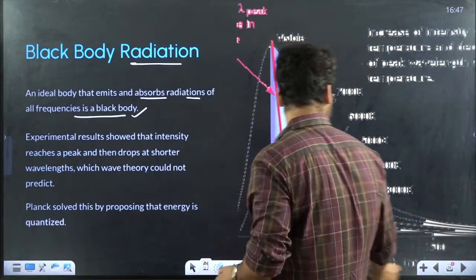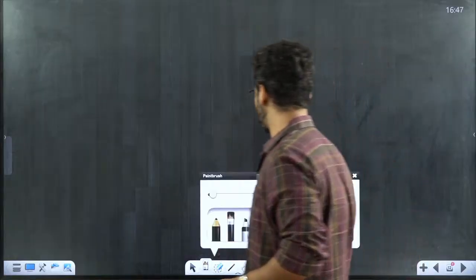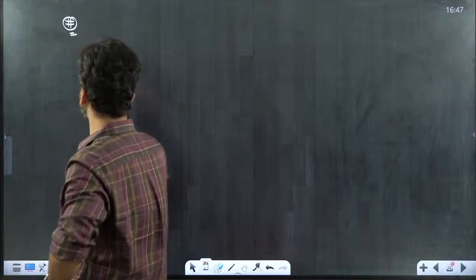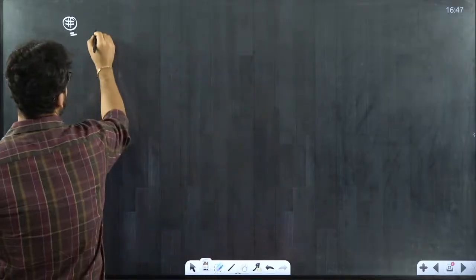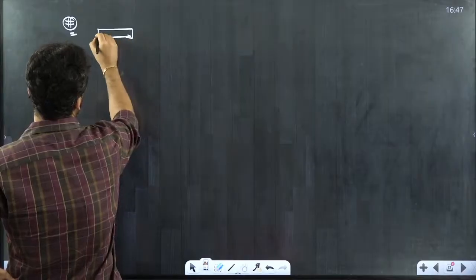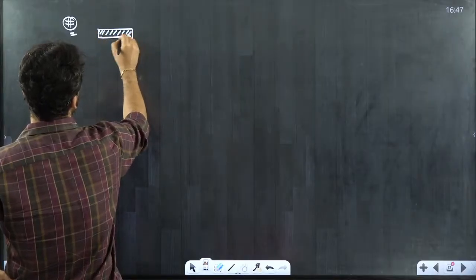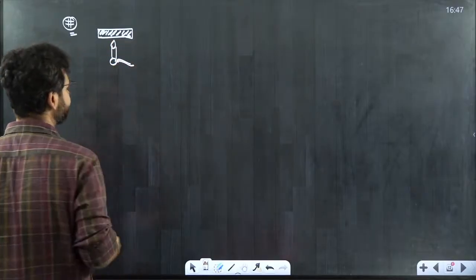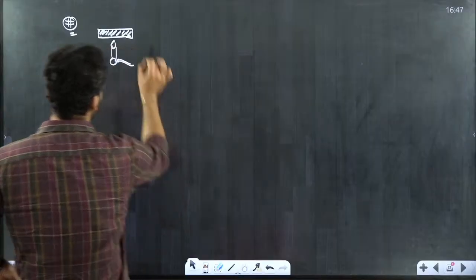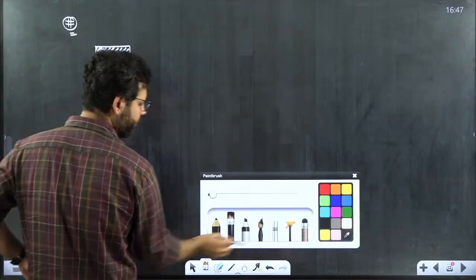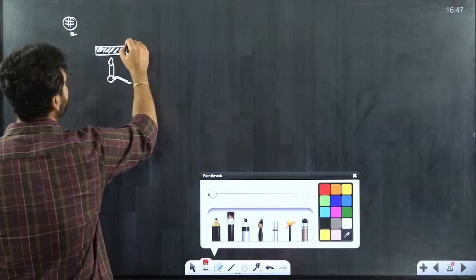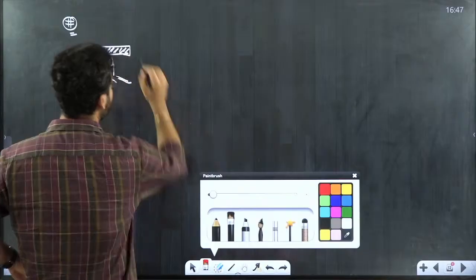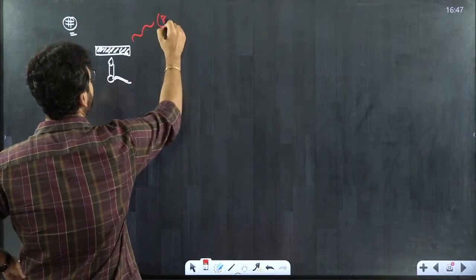Now let us see what was observed in the black body experiment. As I told you, when you take any black body, an opaque object which is black in color, and start supplying heat to it, it is found that at low temperature it was emitting red color. So red color was emitted at low temperature, something like 800 Kelvin.